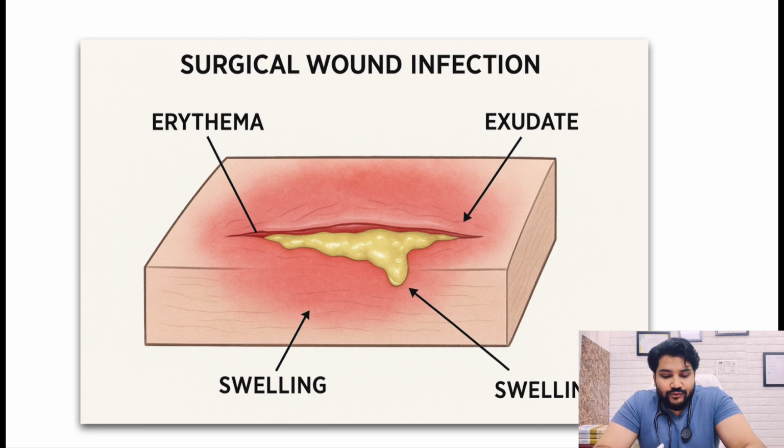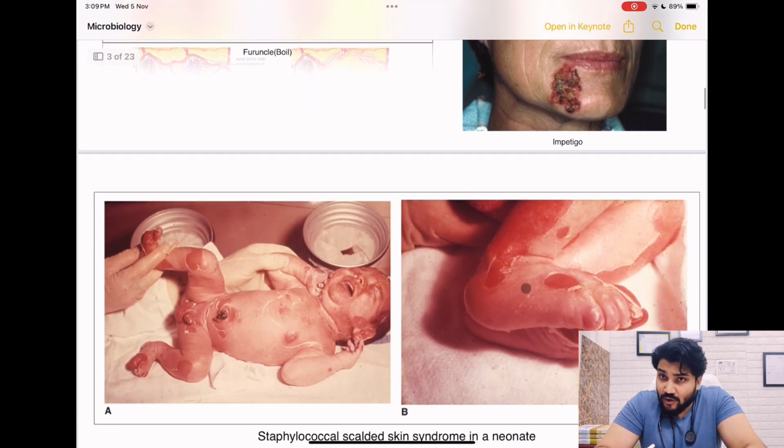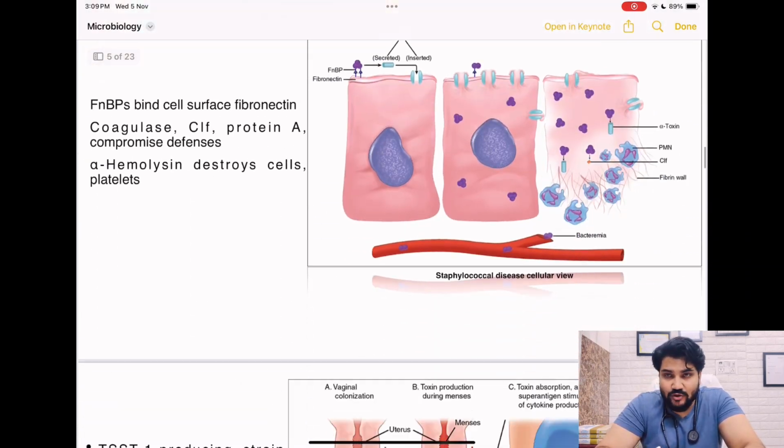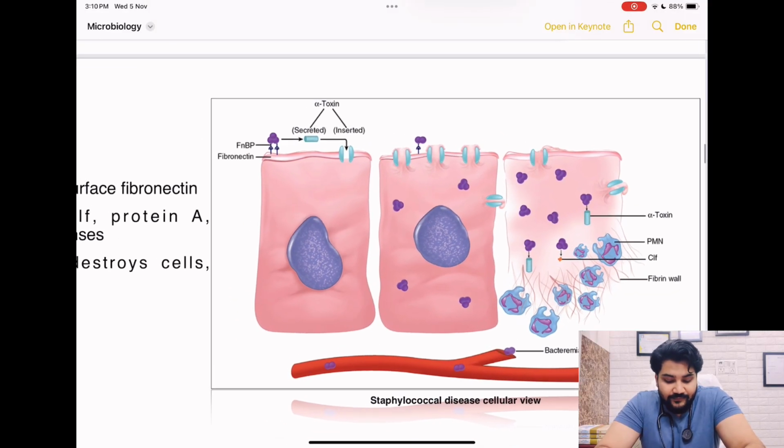Okay, fine. So we have read all these manifestations of the clinical features of Staphylococcus. These are the most common clinical features you are going to get in your daily practice. Now I will tell you about the pathogenesis, how it all begins. So look at this diagram. The purple color is your Staphylococcus.